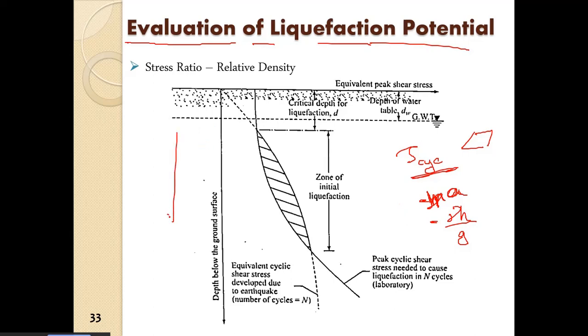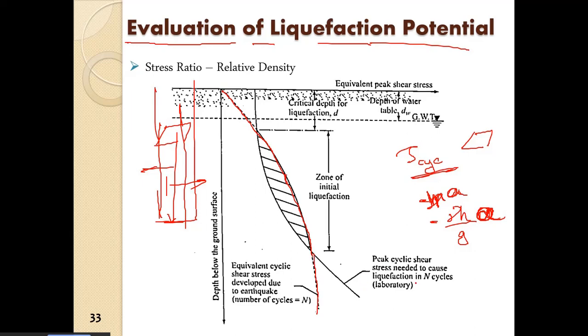Suppose we have this point, so this is h. For a unit area, the entire soil on top is accelerating in this direction and in this direction, so mass into acceleration is the cyclic shear stress being applied. That acceleration we have to find from the earthquake motion occurring in the region. So we have to plot the cyclic stresses developed during the earthquake.